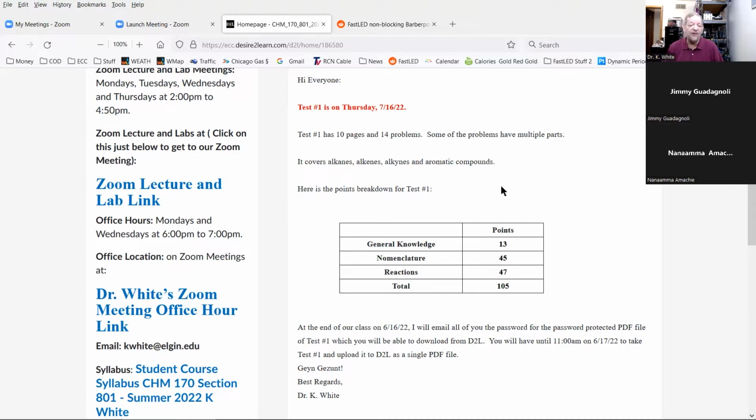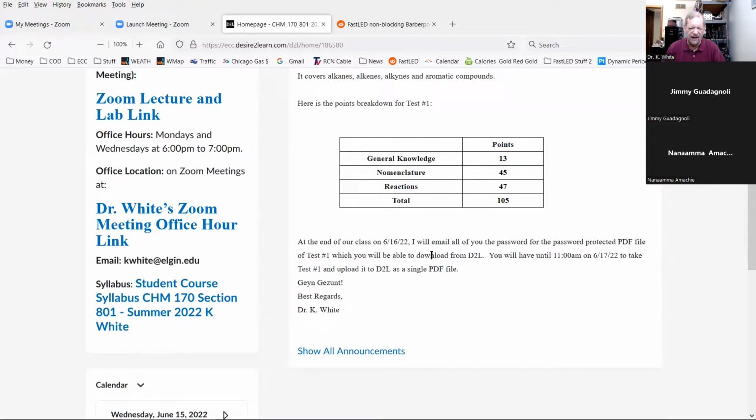It covers alkanes, cycloalkanes, I should have also put there, alkenes, alkynes, and aromatic compounds. Here's the breakdown. General knowledge, 13 points, like how many bonds to carbon? 4. And nomenclature, you know what that means. Here's the molecule, give the IUPAC name. Here's the name, draw the molecule, and then reactions. Give the product or products, except for one problem will be give the starting material. I'll do another one of those today.